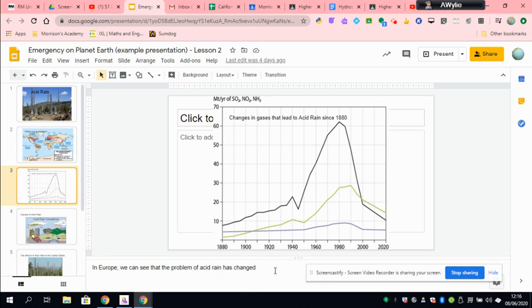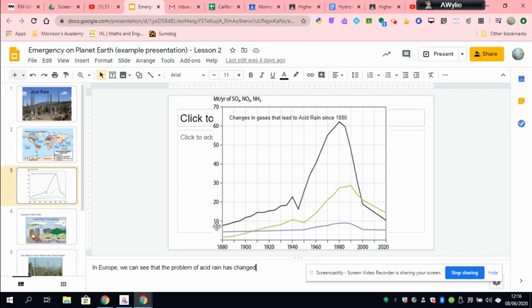And what you then have to do is write a paragraph that describes the changes. Now, to describe the changes using a graph, there's 2 things that are really important. You must refer to key dates from the x-axis, and you must refer to amounts from the y-axis. So if I was doing acid rain, for example, I would say that in 1880, the amount of this line here, by the way, is sulfur dioxide, which is one of the gases that leads to acid rain.